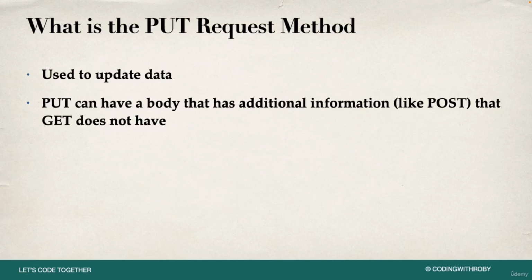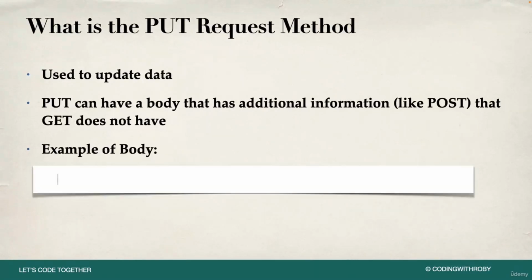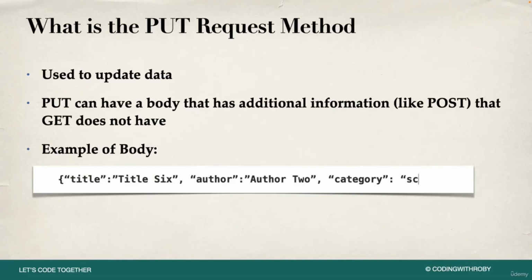A PUT can have a body that has additional information like a POST, which GET does not have. So an example of a body for a PUT is going to look exactly like the body of a POST. So for example, instead of creating a new book, we're going to pass in a book that already exists, but we're going to be able to change the category or the author, because we're going to look at the titles of the two books and then change the author or category, or whichever has changed.